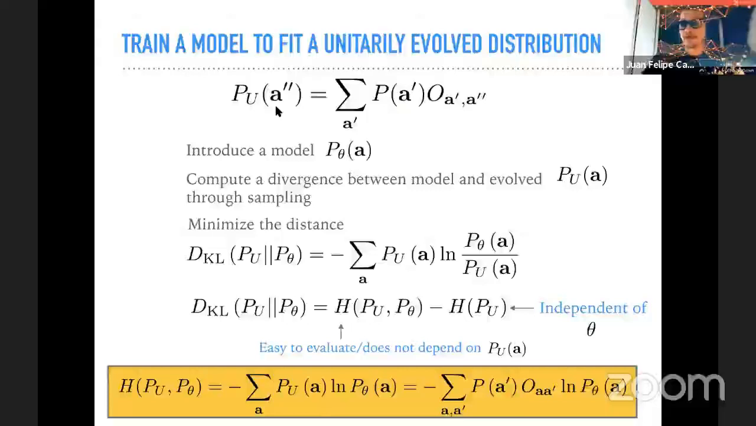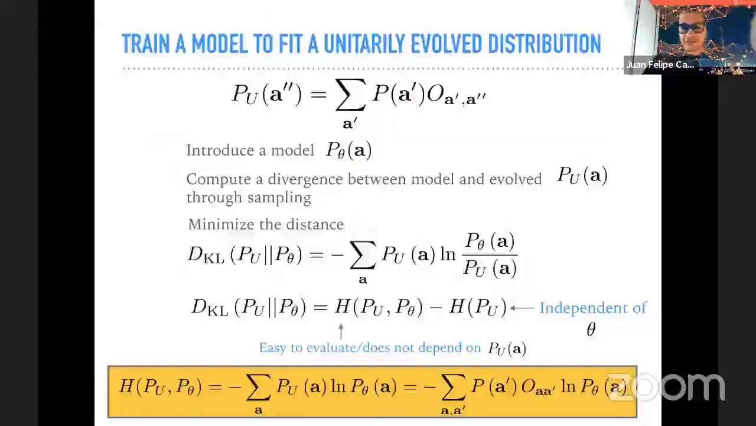So how we did it was we computed a divergence between the model P theta and this time evolved distribution PU, even though we don't have access to it. To do this, we introduced the Kullback-Leibler divergence, and then replaced PU by this expression. Then we separate this KL divergence into a quantity called cross entropy that is easy to evaluate and does not depend on PU, and then some entropy of PU that is independent of the parameters. Then we try to minimize this KL divergence with respect to the parameters in the model. It turns out this is doable by just taking samples from the original distribution P and the model P theta and the matrix that you're trying to apply.